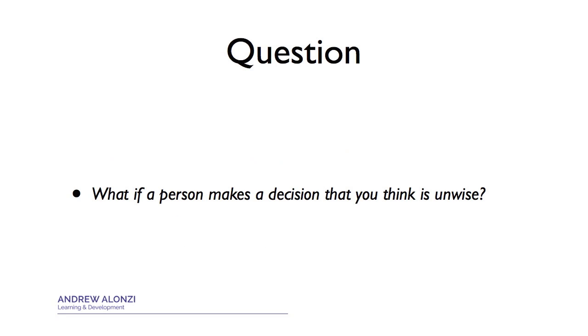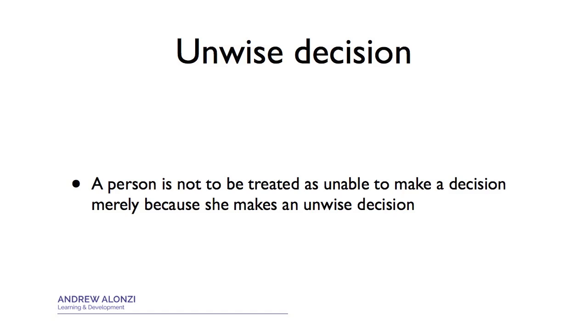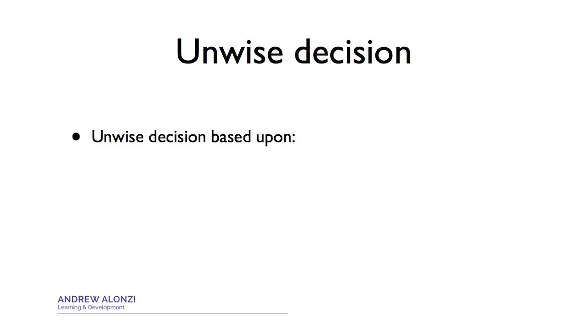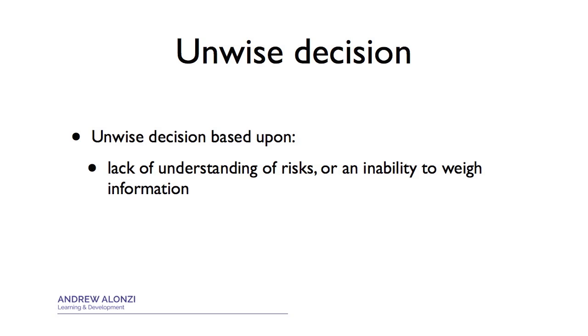What if a person makes a decision that you think is unwise? If you listen to the podcast about the third principle, unwise decisions, you might remember that a person is not to be treated as unable to make a decision merely because she makes an unwise decision. It's important to recognize the difference between an unwise decision based upon a lack of understanding of risks or an inability to weigh information about the decision, and one that is based merely upon a difference in values. Only the former should form part of your capacity assessment.